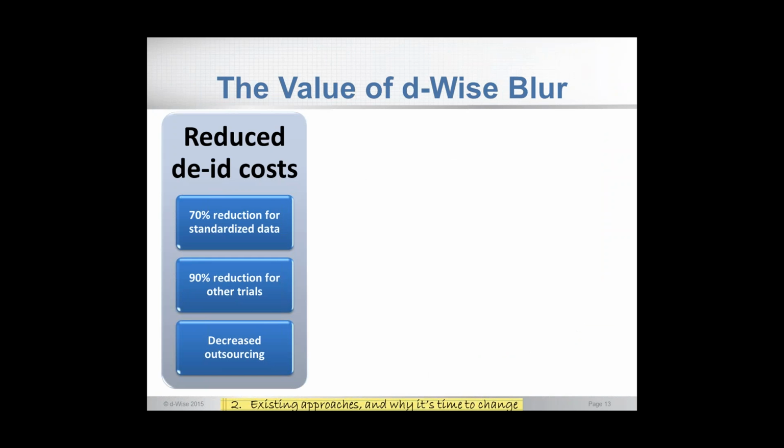I want to spend a couple of minutes here talking about the value of Blur, what it is really bringing to the table. We've done some internal analysis around the effort level associated with de-identifying data between using the Blur application and doing it more traditionally by hand with SAS scripts or SAS macros. And for data that's been standardized, so typically a more modern CDISC type of data structure, we see a 70% reduction in the effort associated with using Blur instead of using a hand or manual SAS-based approach.